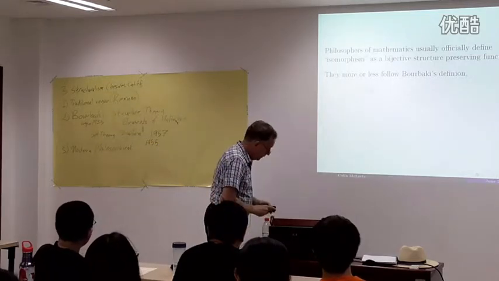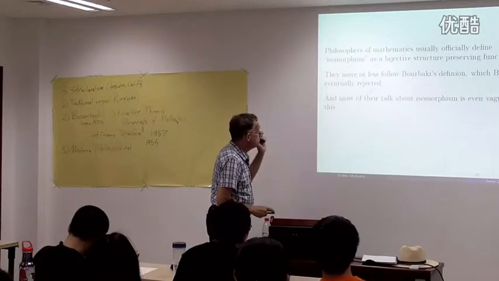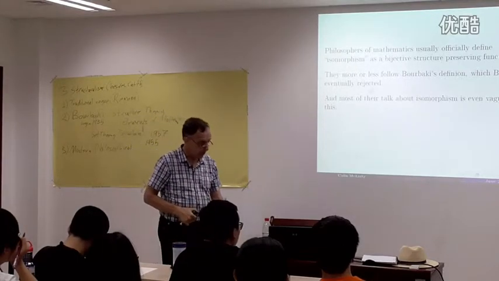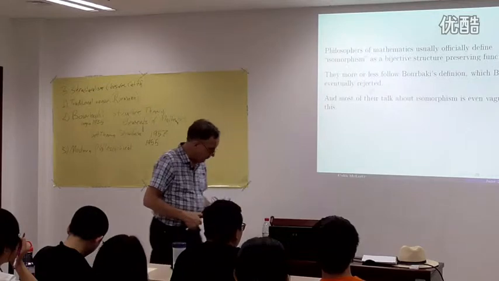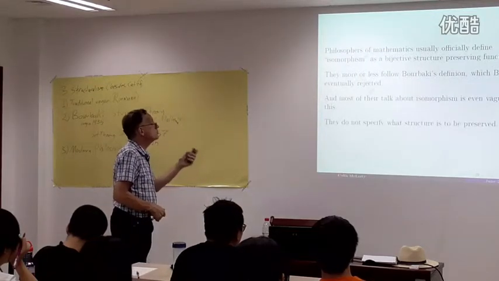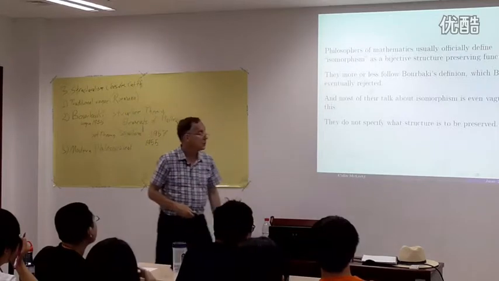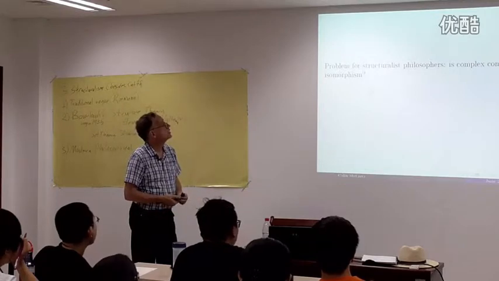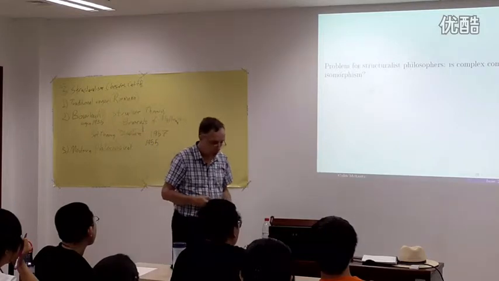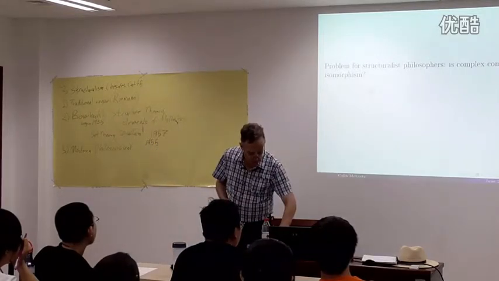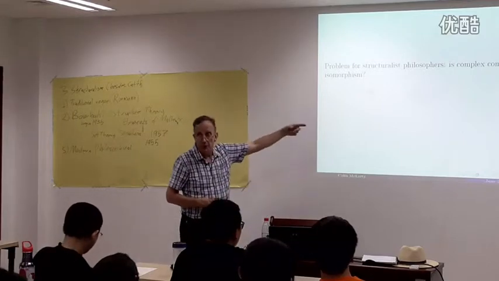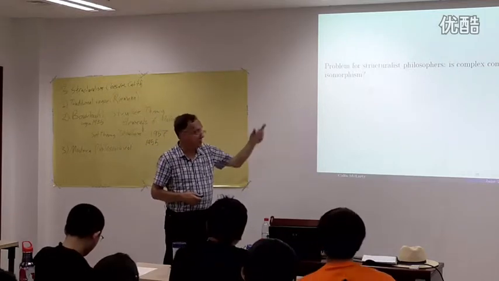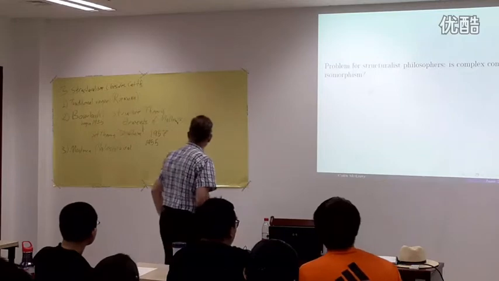They officially follow that, which Bourbaki rejected, and actually most of their talk is even vaguer than that. Most of what they say is much vaguer in that they don't specify what structure they're talking about. They don't say what structure is to be preserved. The problem for structuralist philosophers is complex conjugation and isomorphism. And I'll talk about this problem. Tomorrow we'll do functors and natural transformations, including natural isomorphisms, and that will set us up in a position to talk about foundations.